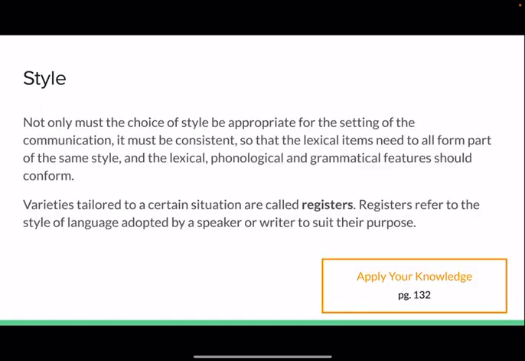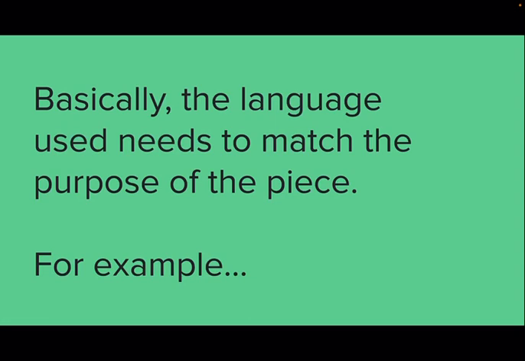Okay, style. So not only must the choice of style be appropriate for the setting, it must be consistent as well, so that all the lexical items need to form part of the same style, and then the other subsystems should conform within that. Varieties tailored to a certain situation are called registers. They refer to the style of language adopted by a speaker or writer to suit their purpose. I'd like you to pause here, please, and complete Apply Your Knowledge on page 132. So basically what we're saying is the language that's used needs to match the purpose of the piece.